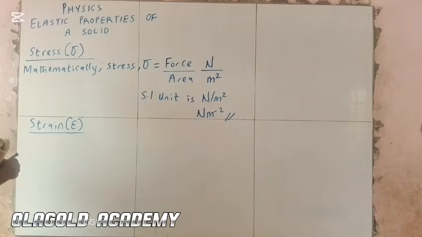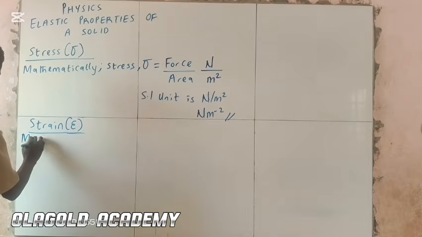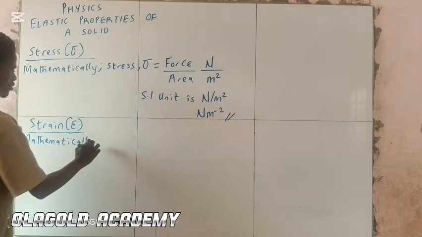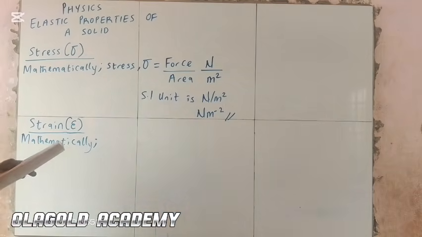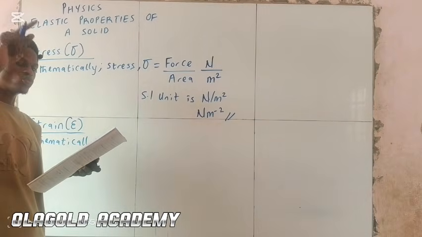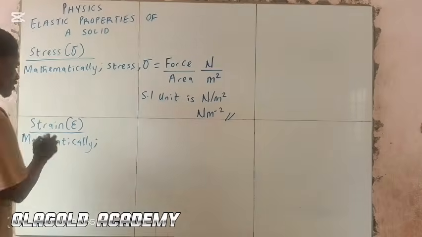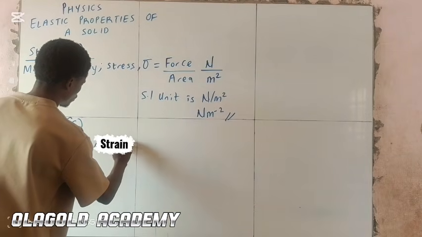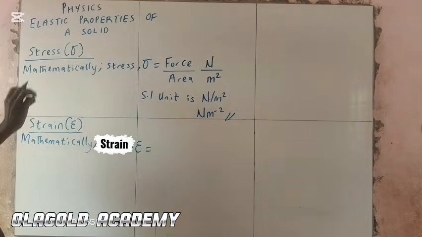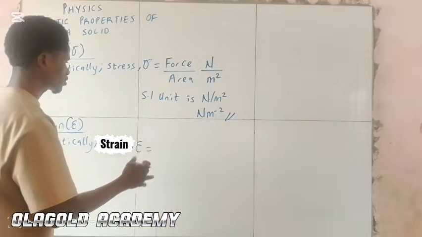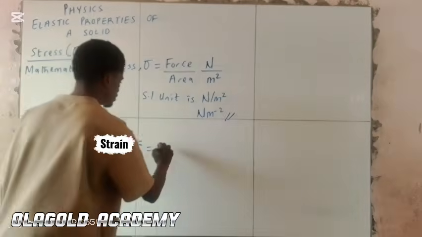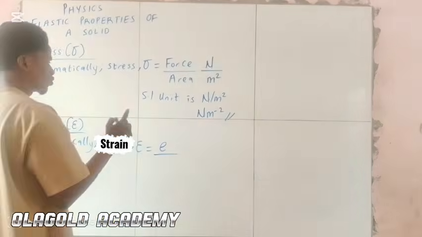So mathematically, we are saying that strain is equal to the ratio of the extension to the original length. So strain, which is epsilon, is the ratio of extension to original length. Extension or elongation is represented by E, over original length, which is L.